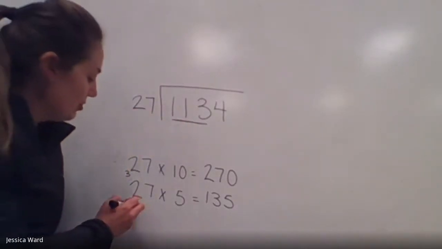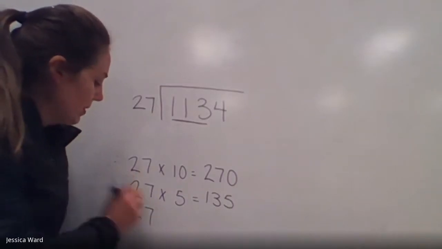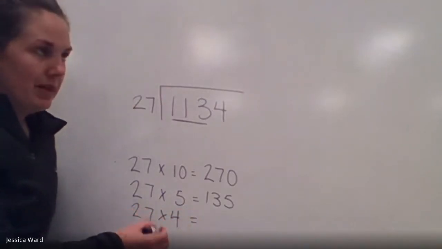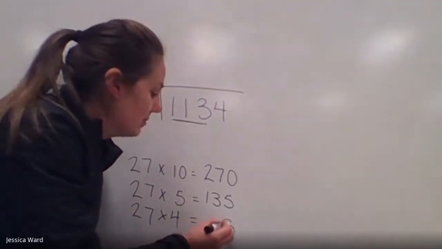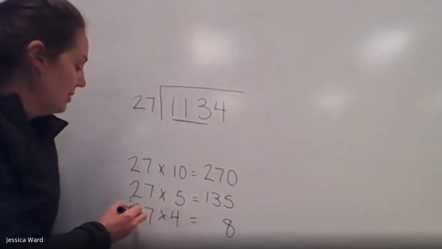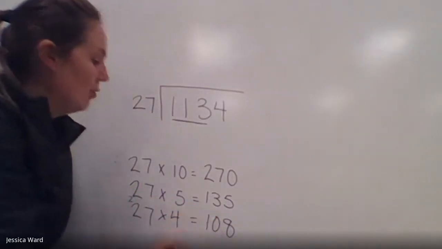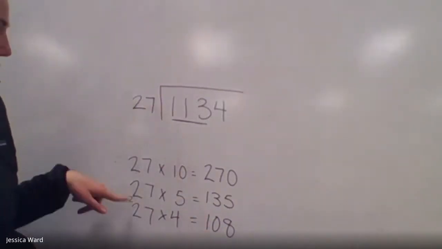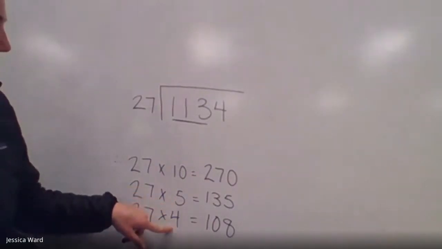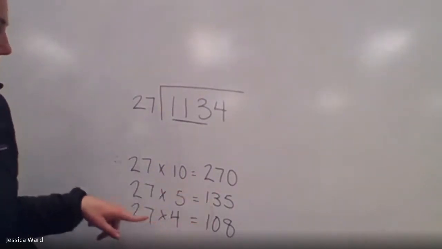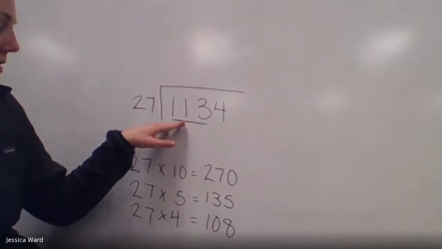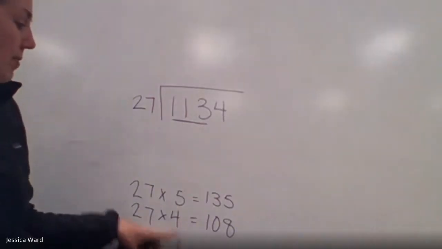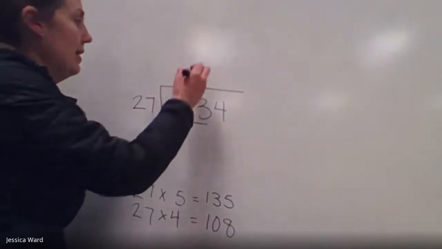I'm not that far off. So let's go ahead and now try 27 times 4. 4 times 7 is going to get me 28. 4 times 2 is 8, 9, 10, 108. So we now know that 27 multiplied by 5 is 135 and multiplied by 4 is 108, and that's going to get me really close. So I'm going to go ahead and choose 4 because 5 is too high.